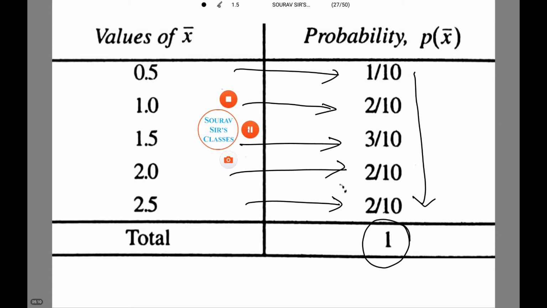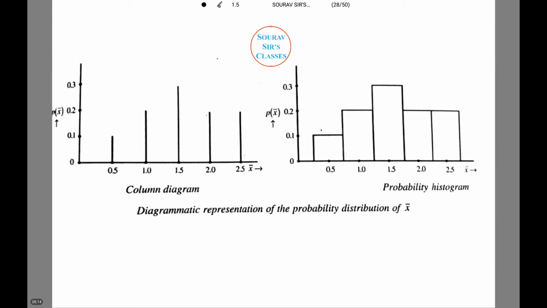Let's see another diagram. These are the two diagrammatic representations of the probability distribution of x bar. Over here, P(x bar) is taken with respect to x bar. Similarly, we have a histogram on the right side. Notice we plot each and every data point independently on the axes.